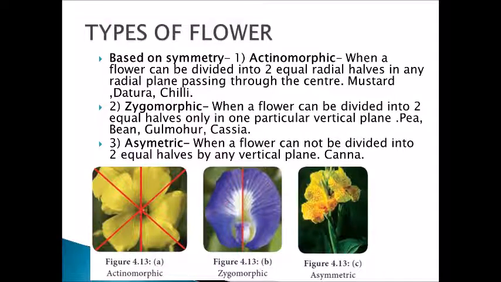See this diagram. This is only one plane, which is vertical plane, in which the flower can be divided into two equal halves. There is no radial or transverse plane which can divide it into two equal halves. Only one vertical plane is there. This is zygomorphic flower. The third type is asymmetry. As the name indicates, the flower cannot be divided into two equal halves by any vertical plane, and the example is canna flower.